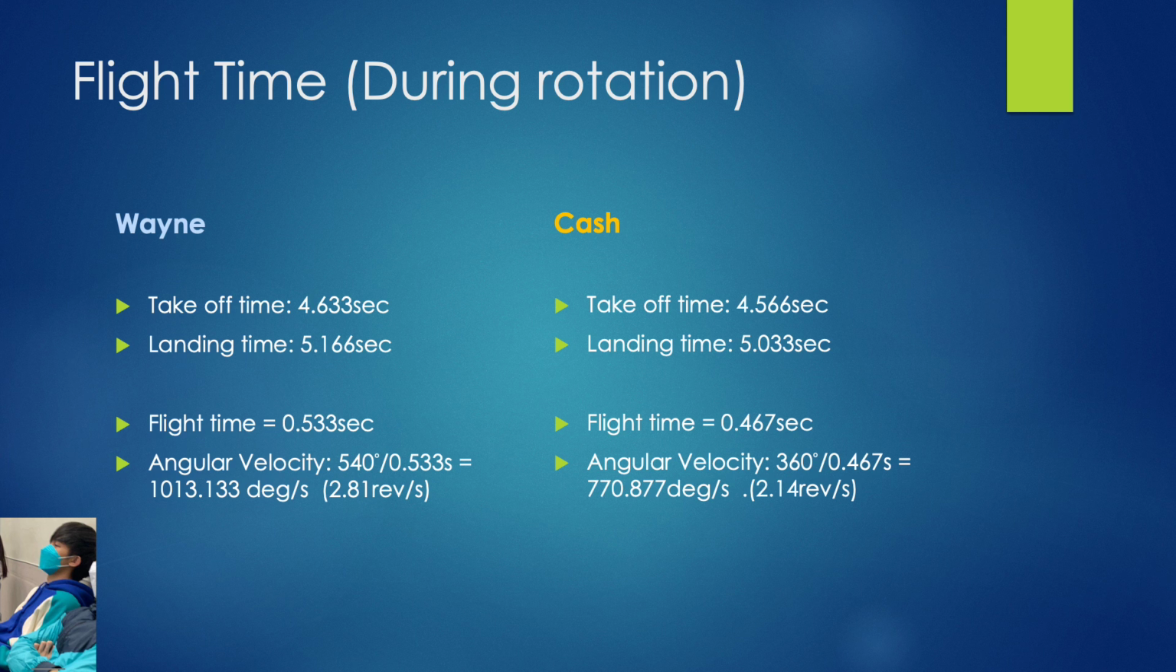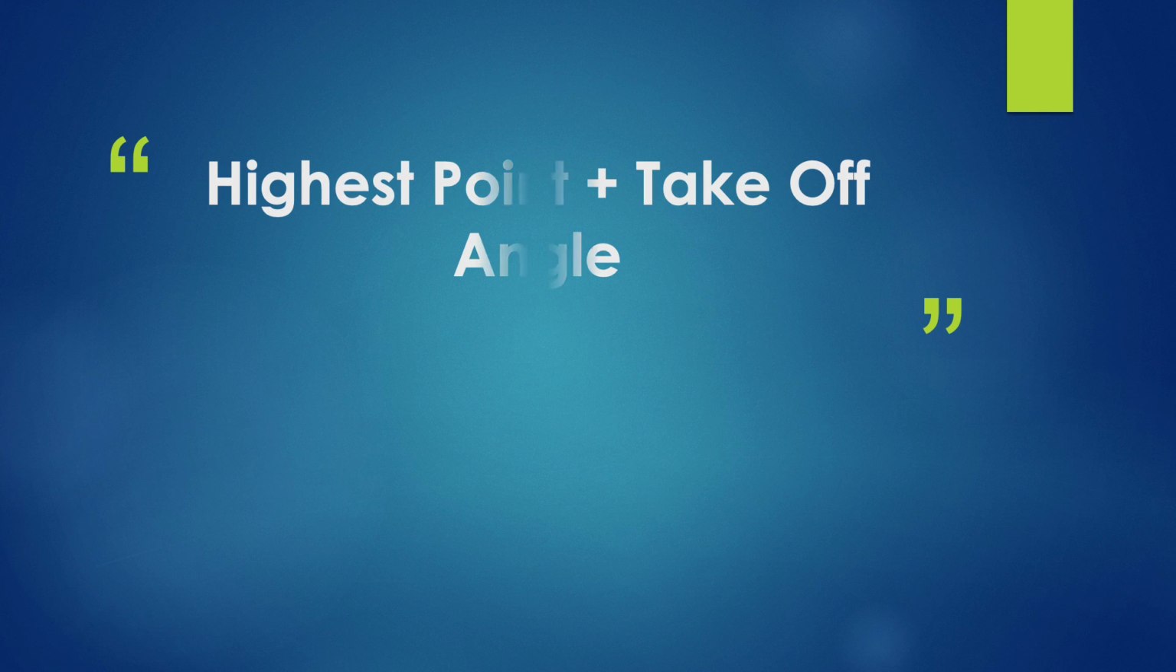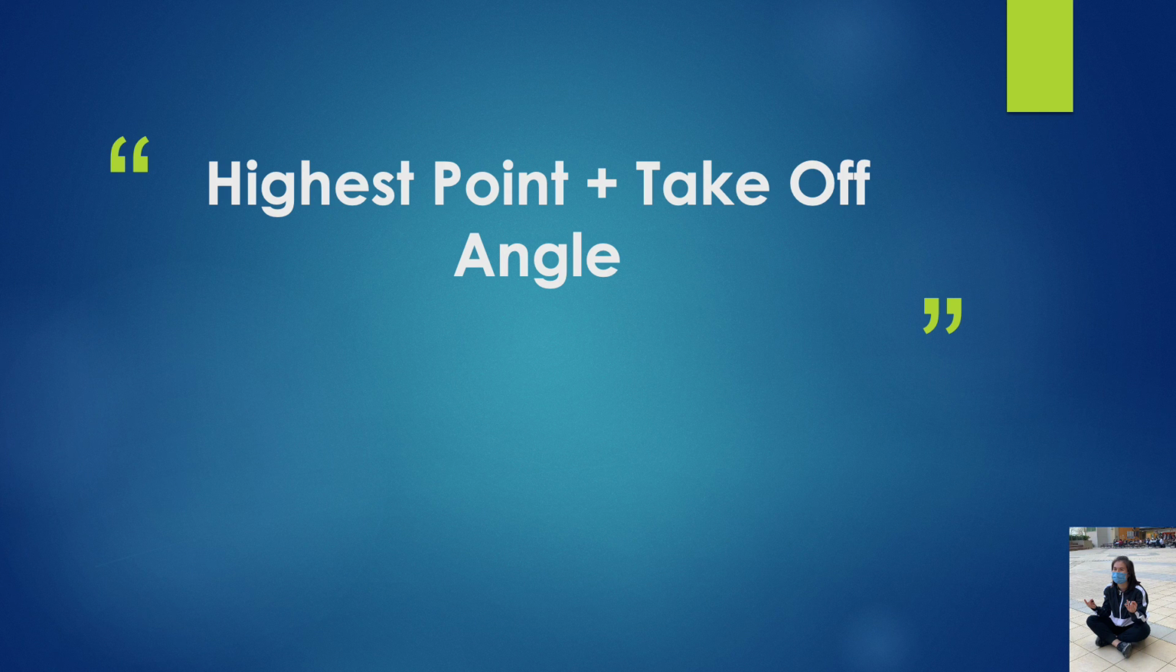Compared to Cash's results, he made a jump with 0.467 seconds of flight time, while his angular velocity is 2.14 revolutions per second. Last but not least, let's talk about the highest point and the takeoff angle. In the following photos, the numbers shown in black represent the measurements of the ruler. On the other hand, the green numbers represent the real measurements of the data.